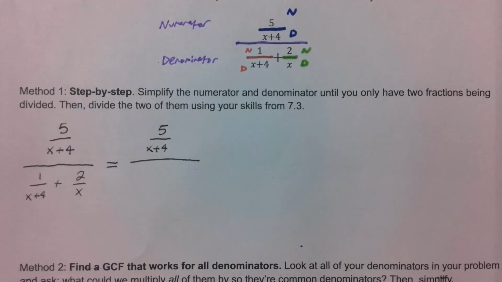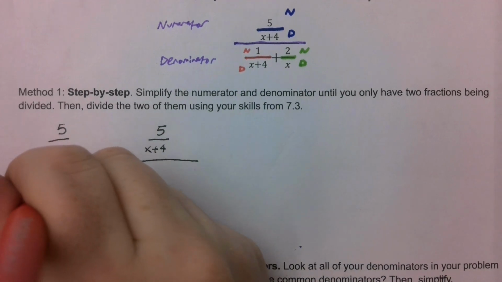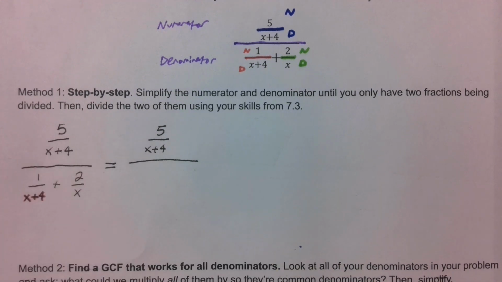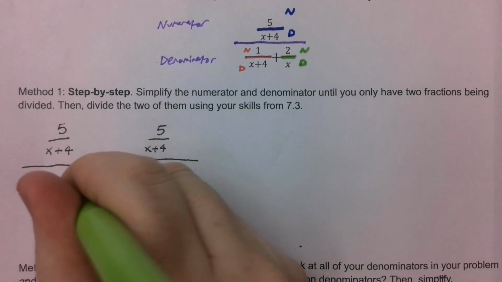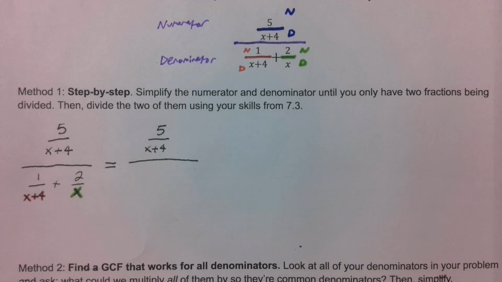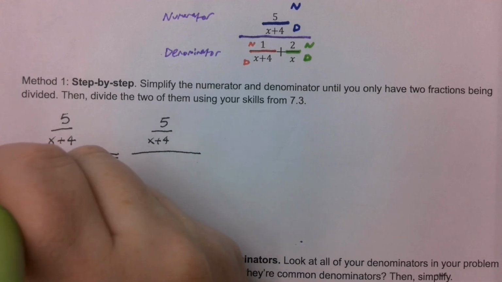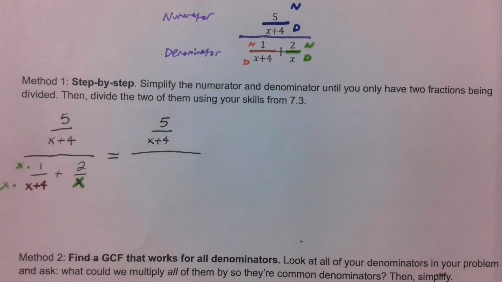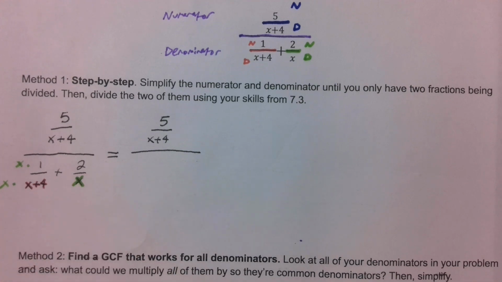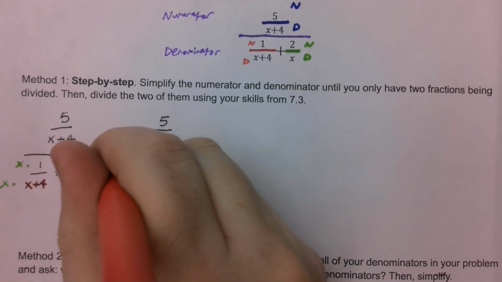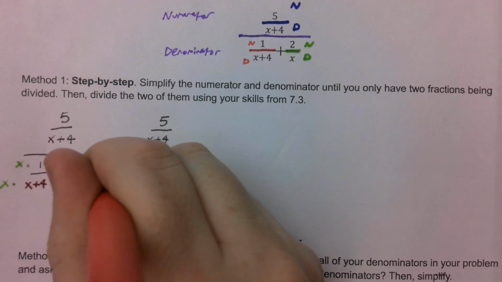In order to do that, we need to ask ourselves, okay, how can we get these two denominators, the x plus 4, which I'm going to write in red, just so we can keep track of what denominator we're talking about. How do we make our red denominator and our green denominator the same? Well, we know that we should multiply them by each other. This term is missing an x, so I'm going to multiply the top and bottom by x. And this term is missing an x plus 4, so I'm going to multiply the top and bottom by x plus 4.